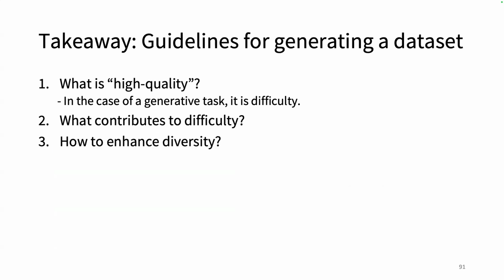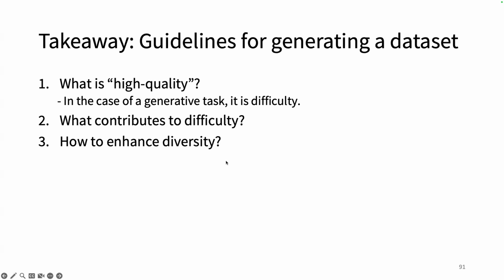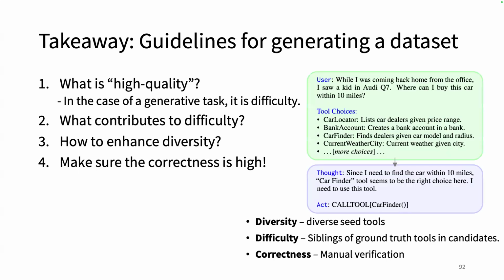And the third step is how to enhance the diversity. Because high quality, as I mentioned in the previous slides, is along three dimensions: correctness, diversity, and difficulty. In the previous instruction tuning problem, we noticed that simple k-means filtering is good enough to capture the diversity. But we have to answer that question. And the final one is we have to make sure the correctness is high.